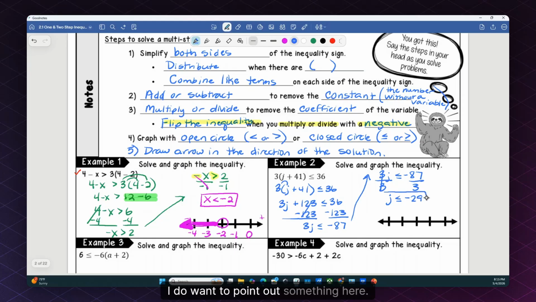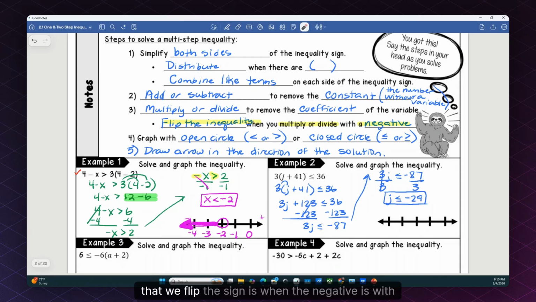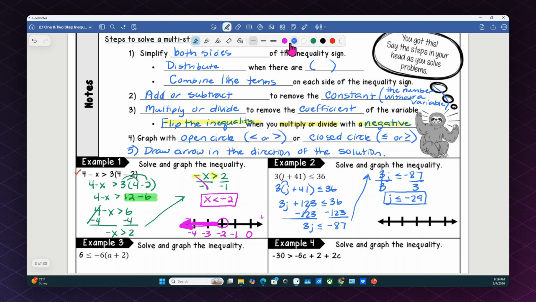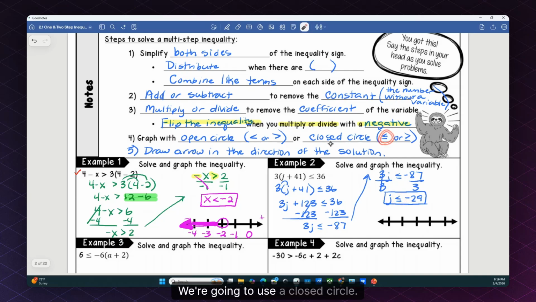I do want to point out something here. Just because it has a negative on this number does not mean we flip the sign. The only time that we flip the sign is when the negative is with the variable. It was negative x, and we divided by a negative, so that meant we had to flip the sign from this to this. This was a positive number, so when we divided by a positive number, we didn't have to flip. We could leave it alone. Let's go graph this. Okay, so this symbol here, the less than or equal, we're going to use a closed circle.